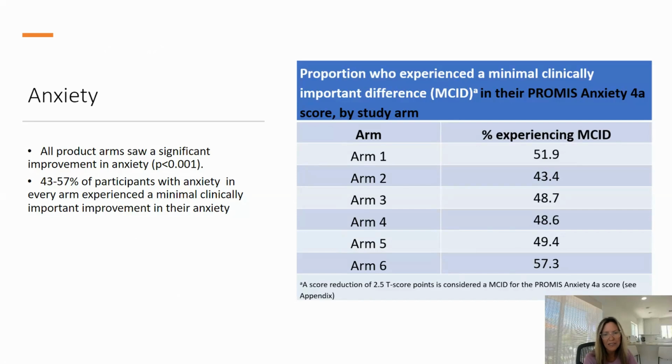All product arms saw a significant improvement in anxiety. The 43 to 57% of the participants with anxiety in every arm experienced a minimal clinically important improvement in anxiety. So this is huge as well. Not a big difference between the groups, but we do see that all our groups experienced improvement, that they felt less feelings of anxiety. Now, this isn't like a diagnosed anxiety disorder. This is self-reported feelings of anxiety.